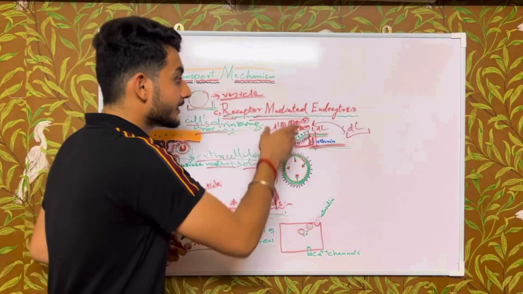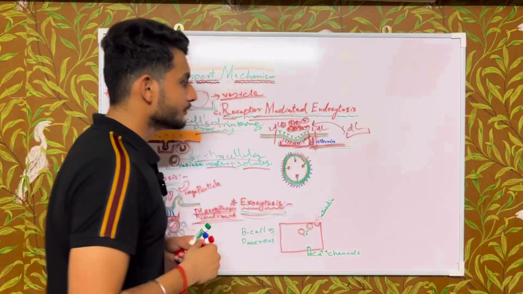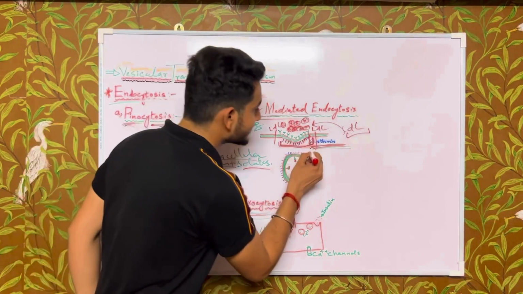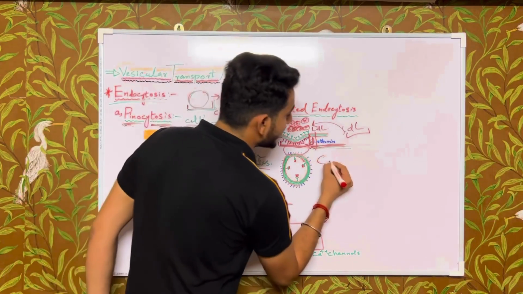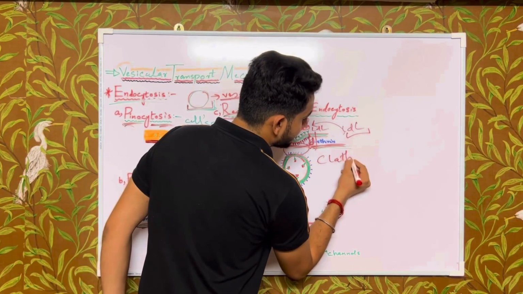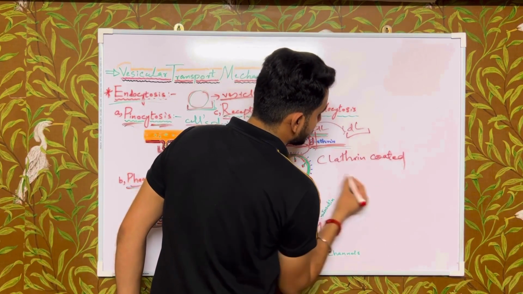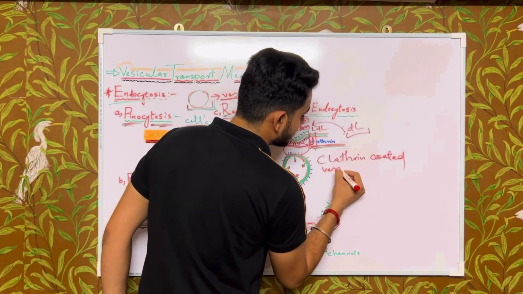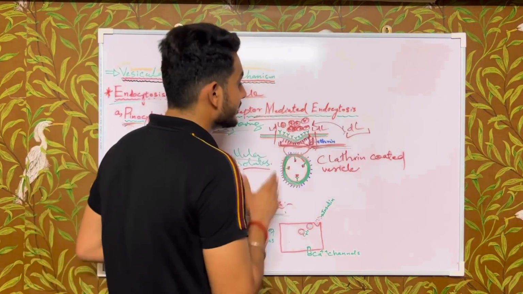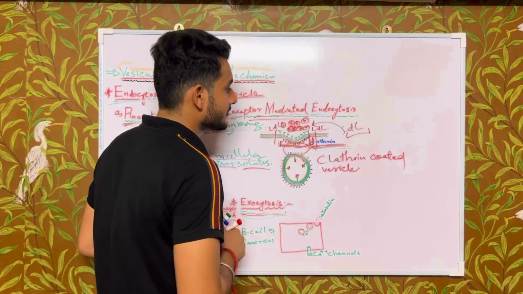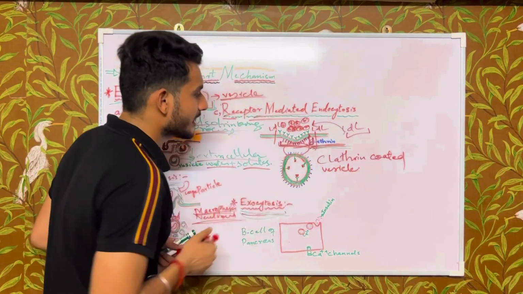The clathrin keeps on pinching this part of the membrane, due to which vesicles are formed. These are known as clathrin coated vesicles. By the action of some enzymes, these vesicles then detach from the membrane. You can clearly see this in the diagram.